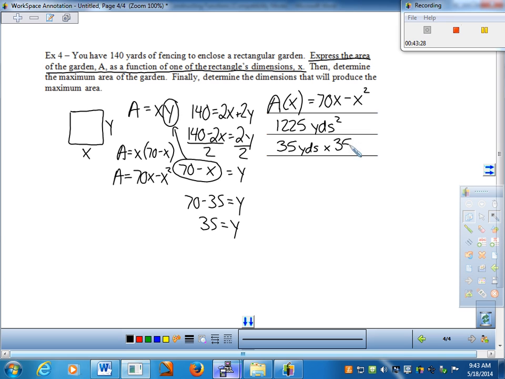So it's a perfect square. There we go. So a perfect square that produces the maximum area. Out of the infinite number of ways to construct this rectangle, this is the way you would construct it in order to maximize the area.